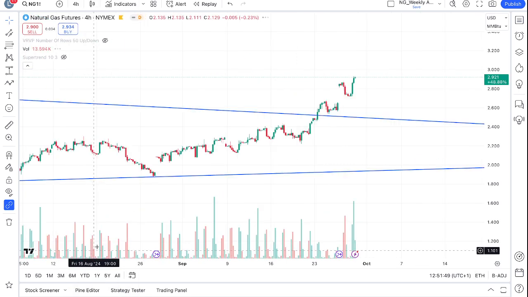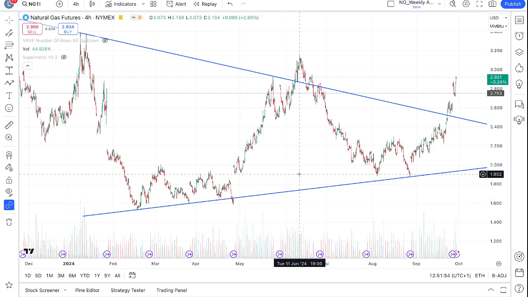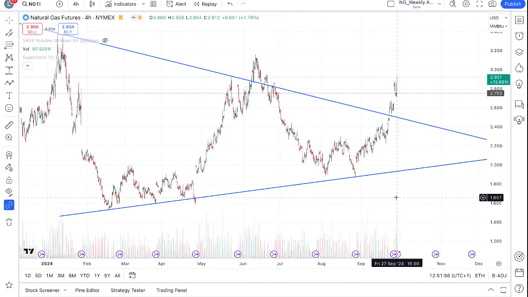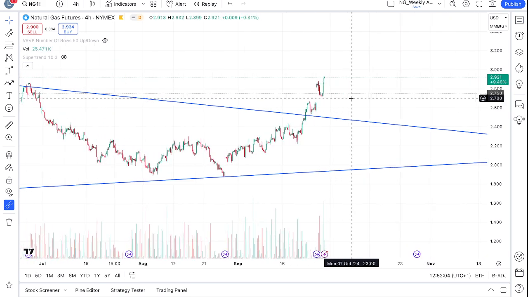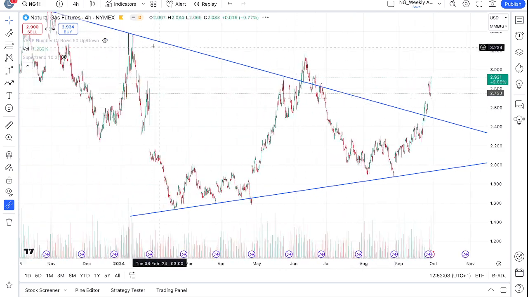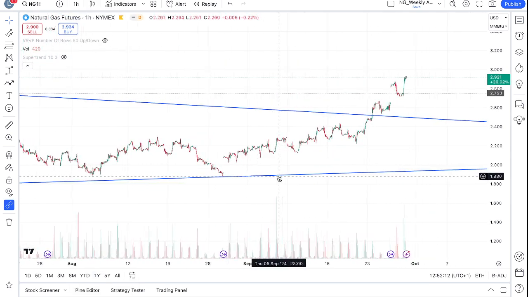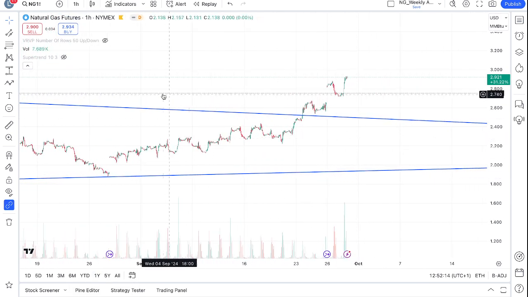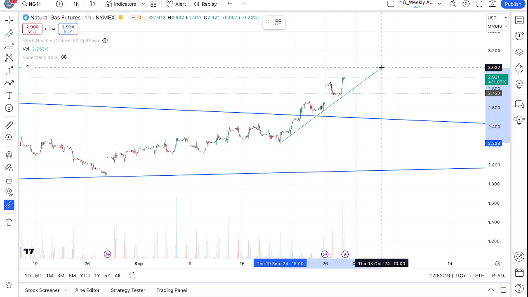The 4-hour charts, it's nothing new, saying the same story here. Clearly, look at this breakout, retest, moving ahead, exactly the same story as on the daily. Let's go back to the hourly. The hourly is nothing interesting. This is a channel which we deleted. We can try and create the channel again. So there you go.